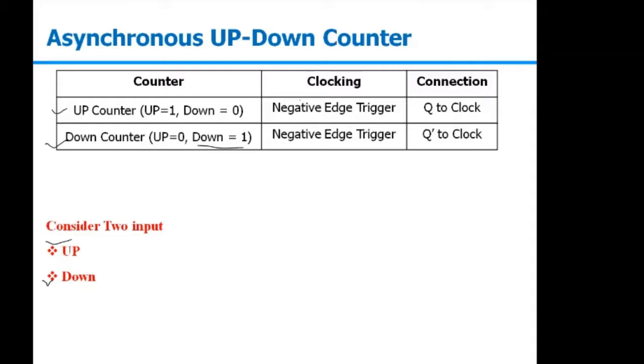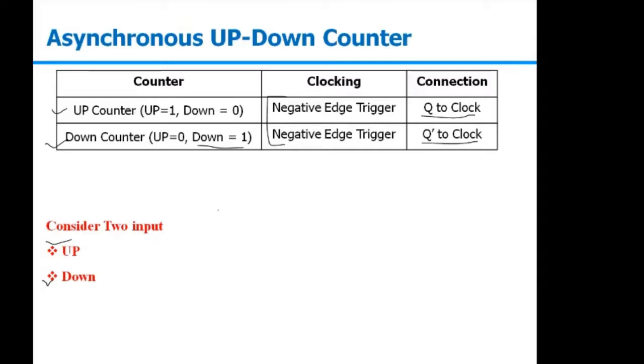Clocking strategy, I am considering as negative edge trigger. You can use a combination, but I am considering a single one, that is negative edge trigger only. So for negative edge trigger, if I want to design the up counter, what was the requirement as per our discussion? That Q needs to be connected to the clock. And for the down counter, Q bar needs to be connected to the clock. So this was our requirement.